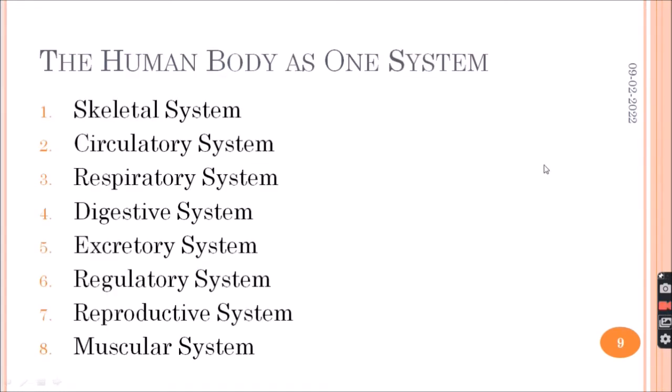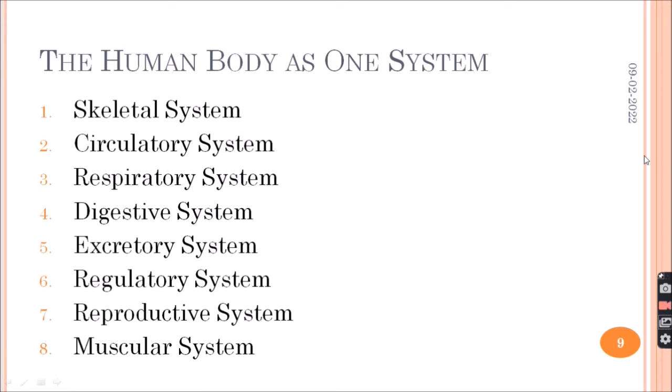Now let me discuss the human body as one system. A system is a group of similar and dissimilar units operating together for a common purpose. Okay? Now the human body is such a system. The human body functions properly due to the coordinated action of the various subsystems given here. Okay? First one is the skeletal system, next one is the circulatory system, next respiratory system, digestive system, excretory system, regulatory system, reproductive system, and finally the muscular system.